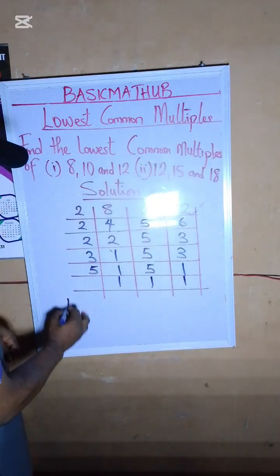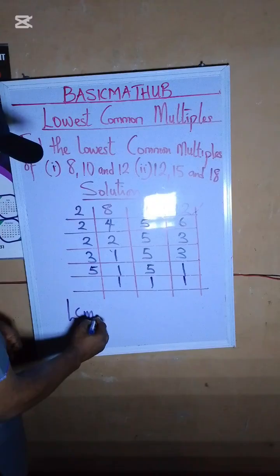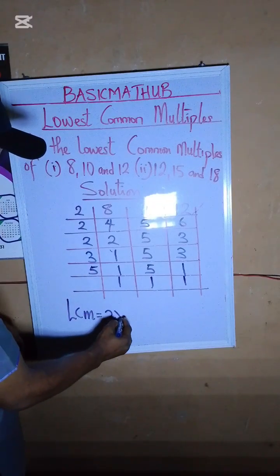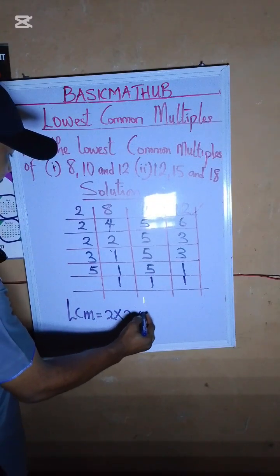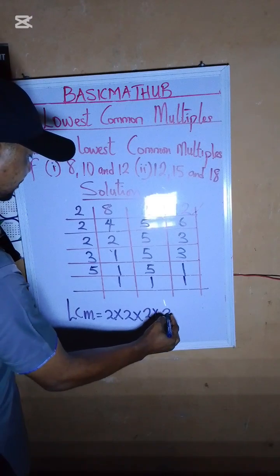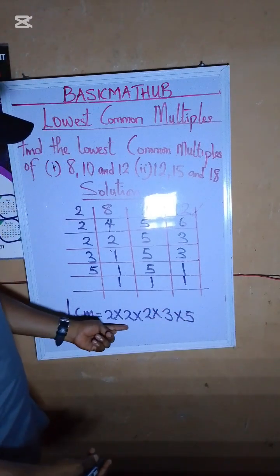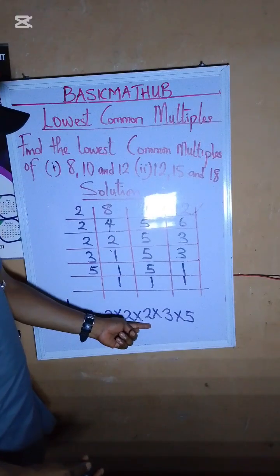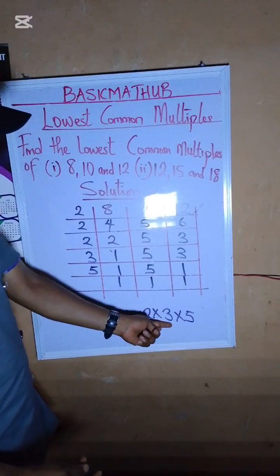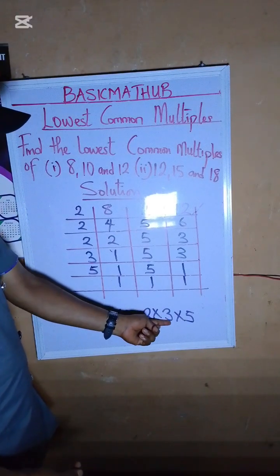So the LCM of 8, 10, and 12 will be 2 times 2 times 2 times 3 times 5. If you multiply 2 times 2, that gives us 4. 4 times 2 gives us 8. 8 times 3 gives us 24.